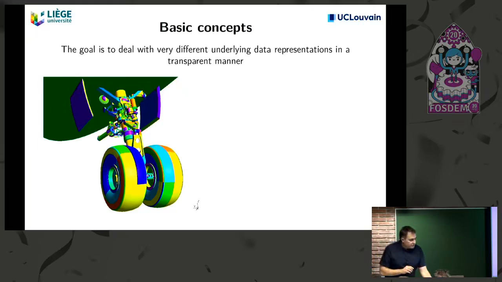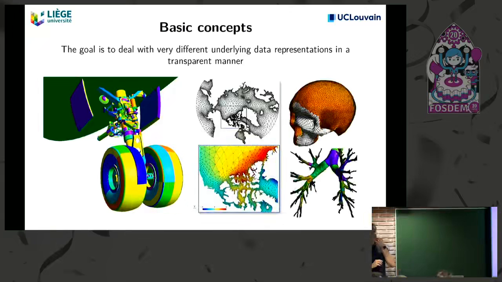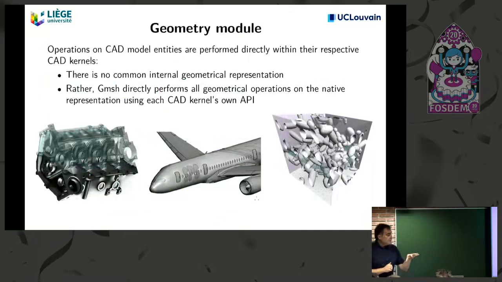Models that are like this, so this is a typical CAD model. This is a landing gear for an Airbus. You can mesh stuff in our own native geometrical description format. So these are multi-scale geophysics models. Or you can mesh discrete data, data that would come from imaging processes, for example, in medical image processing. What do we do then? As I said, we basically use the native kernel for each representation to do all the operations.